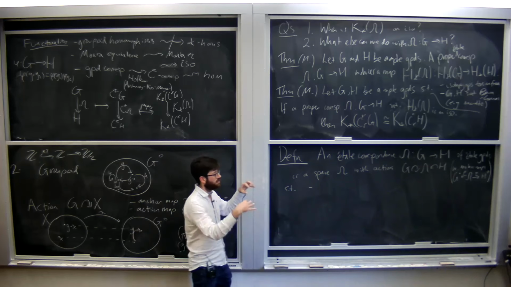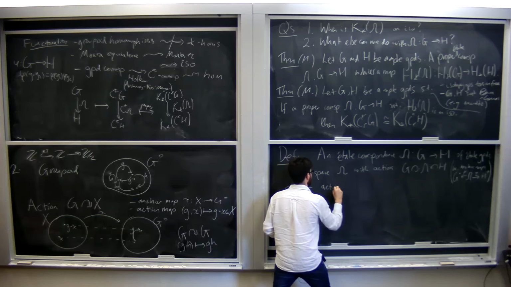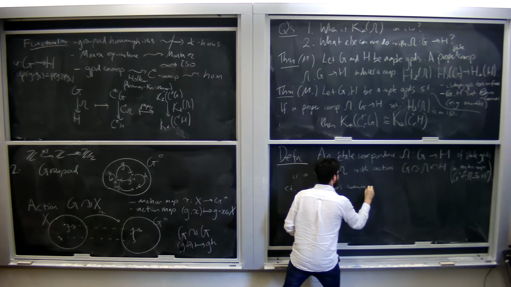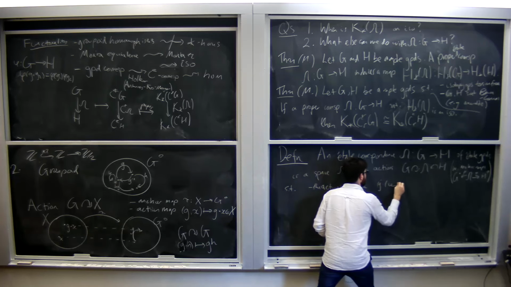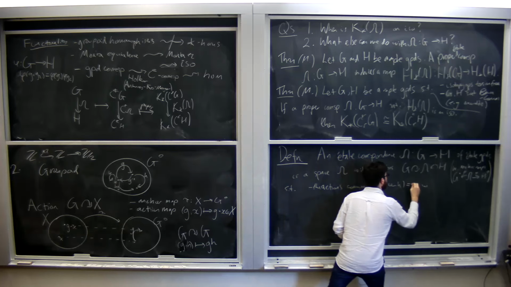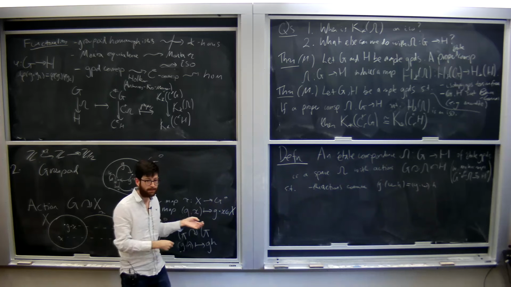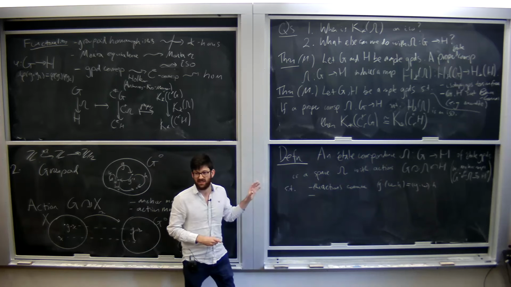So first I need these actions to commute. So this just means that G dot omega dot H is going to be equal to G dot omega dot H whenever enough of this makes sense. And we need the right action to be really nice.